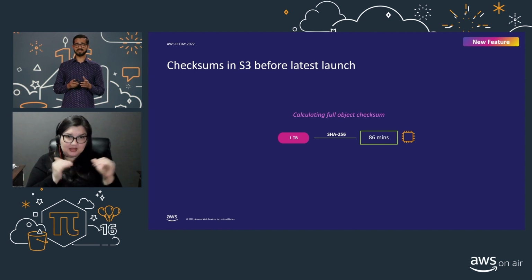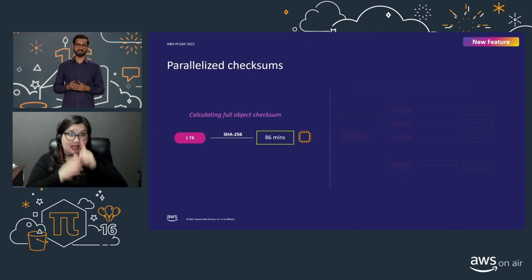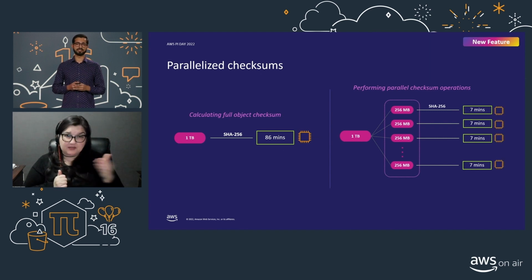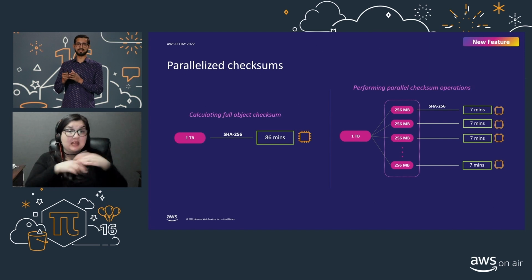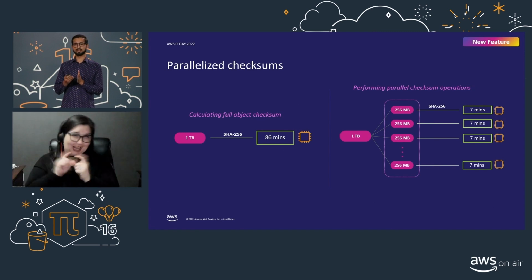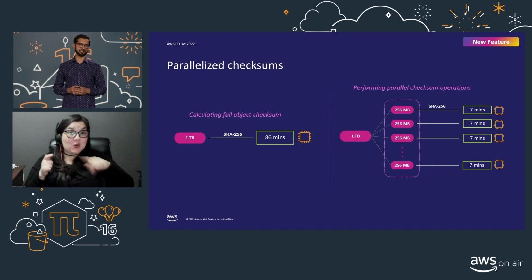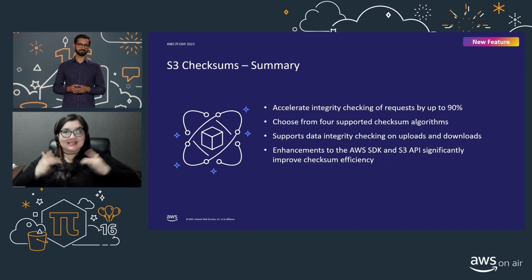So it took us 86 minutes to calculate the SHA-256 checksum value of a 1 terabyte object. With those same EC2 instance types, we were able to perform the integrity check in less than 7 minutes. We believe that this is a game changer for our customers who need to run large integrity checks, and we are super excited that it's available to you.